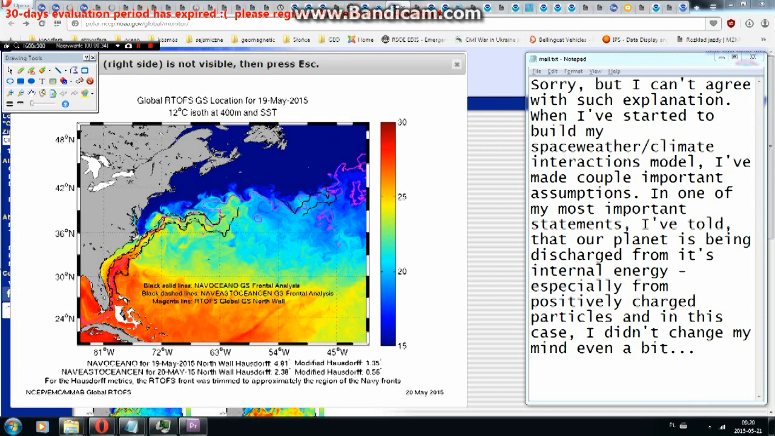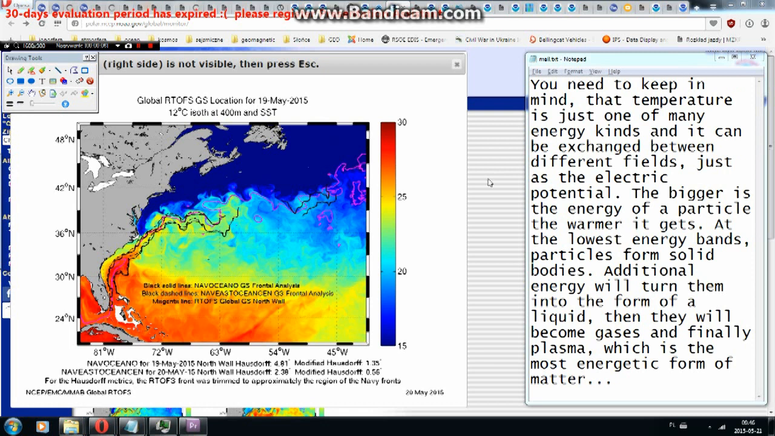When I started to build my space weather climate interactions model, I made a couple of important assumptions. In one of my most important statements, I said that our planet is being discharged from its internal energy, especially from positively charged particles. And in this case, I didn't change my mind even a bit.